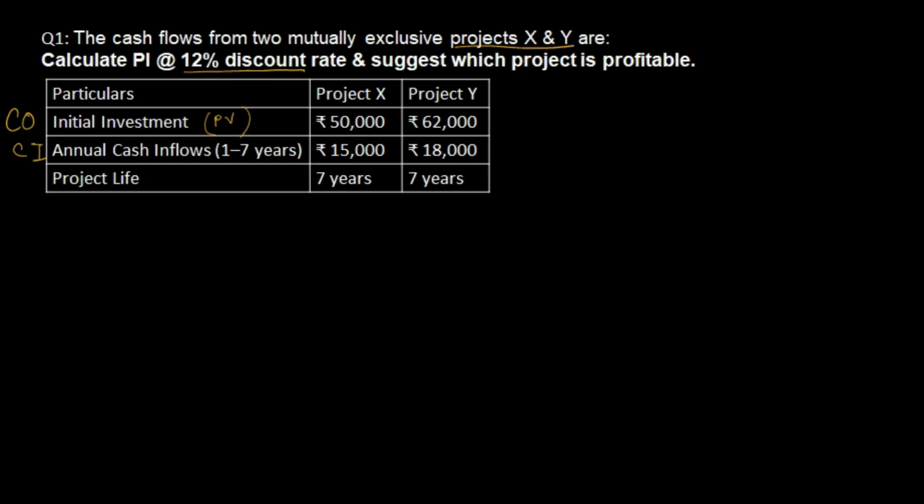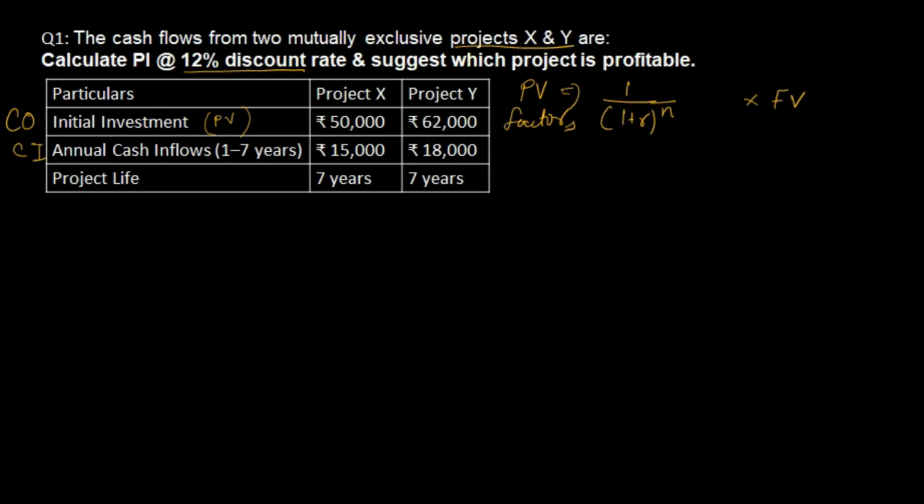So first thing is to find out the present value. For finding out the present value, you remember we have this formula: 1 divided by (1 plus r) to the power n. Through this we will find out present value factors, and then these factors we have to multiply with the future values, the cash inflows that are given. Then we will get the present value of all the cash inflows.